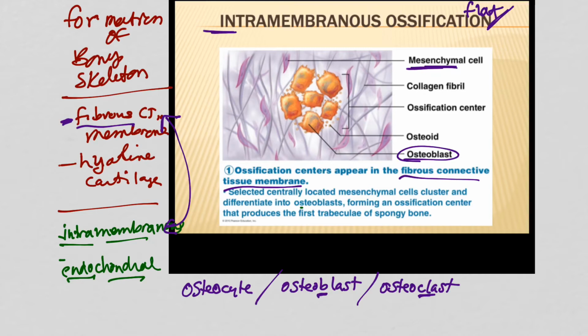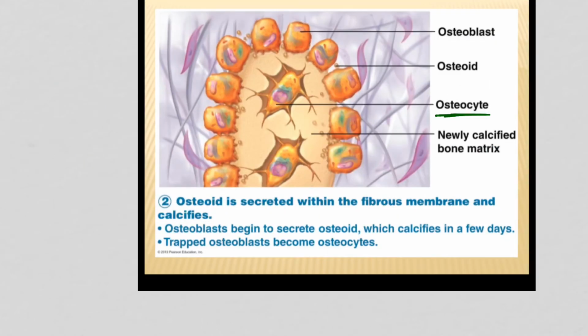So the mesenchymal cell is going to receive a signal, and they're going to start differentiating into osteoblasts. So here's all your different osteoblasts. They form what we call an ossification center in the middle of this fibrous connective tissue membrane. Okay, so these osteoblasts form this ossification center. Now, the next thing that happens is that these osteoblasts are going to start secreting a matrix. So that's what osteoid is. It's just another name for the matrix.